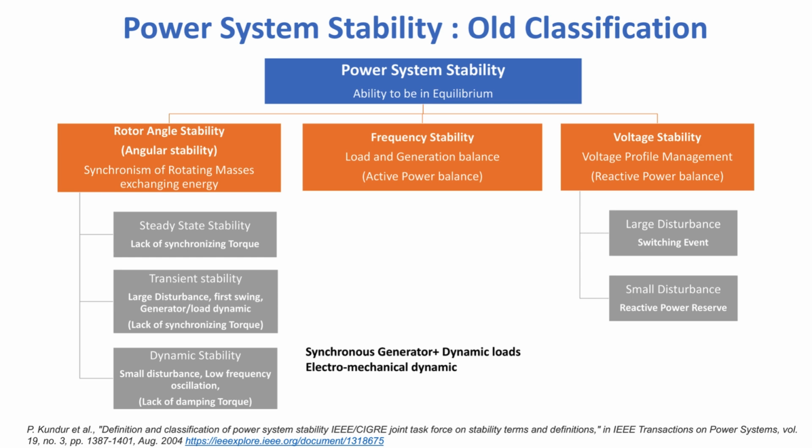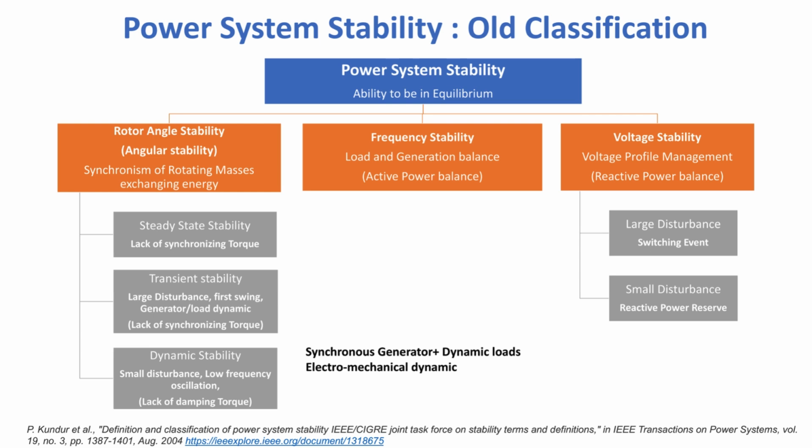It's broken down into steady state, transient, and dynamic stability. Correct. Steady state deals with stability under small, slow changes. Think gradual load increases. Transient deals with stability after large, sudden events like faults, big disturbances. And dynamic stability, also called oscillatory stability, is about damping out those low-frequency swings that can happen after small disturbances. It's about having enough damping torque.